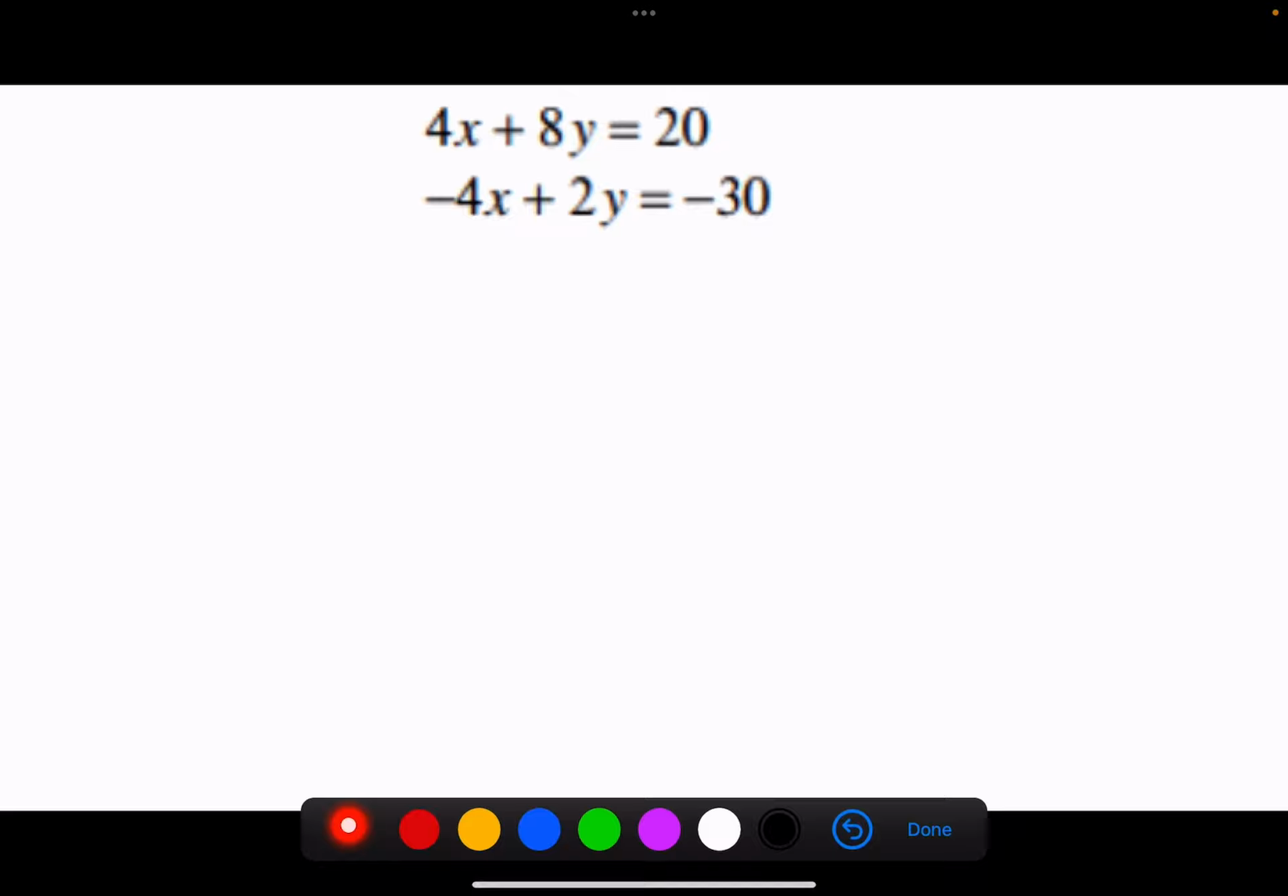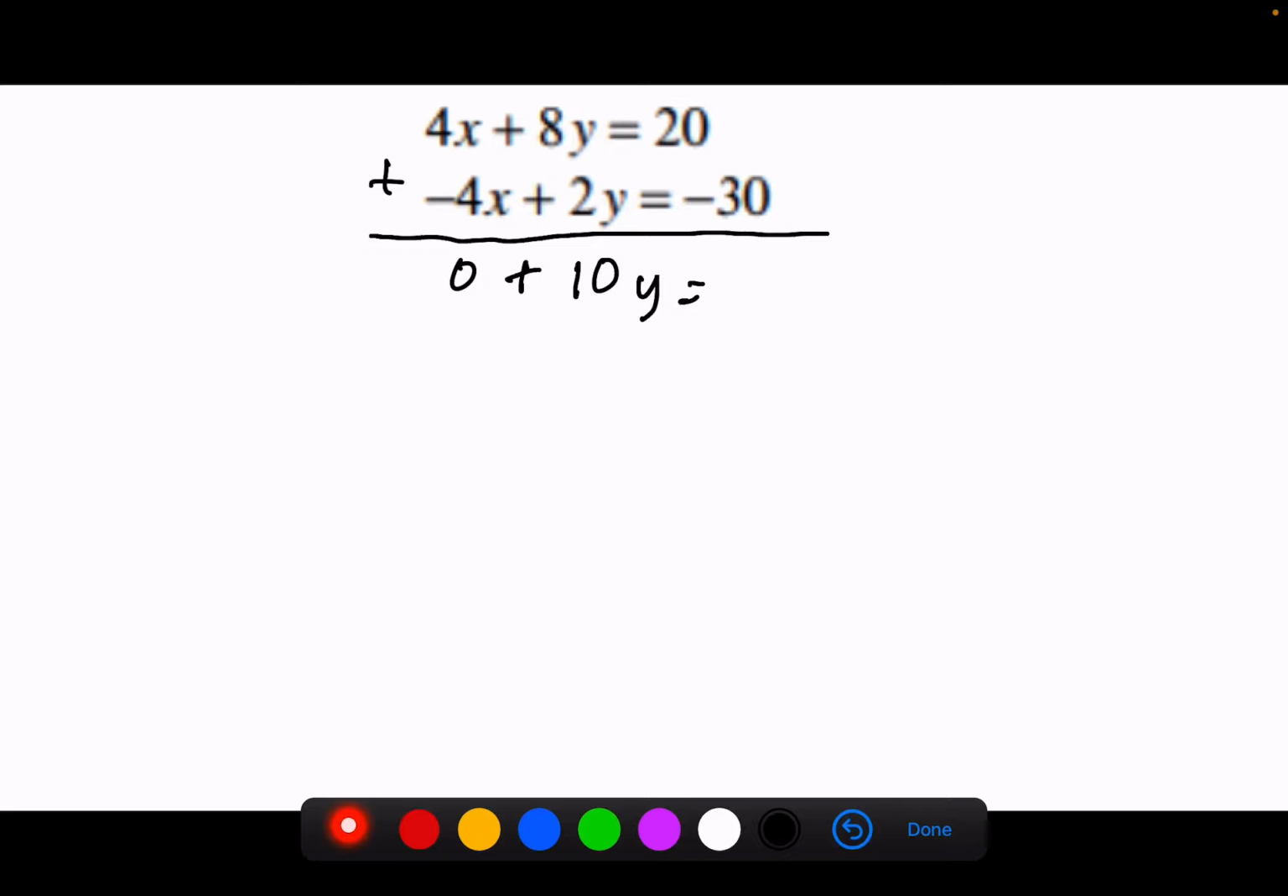So we have 4x plus 8y is equal to 20, and then we have negative 4x plus 2y is equal to negative 30. In this case, I'm going to want the x's to cancel out because I noticed I have a 4x and a negative 4x, and if I do addition, these will cancel out. So let's go ahead and do just that. 4x plus negative 4x is just 0, plus 8y plus 2y is 10y, is equal to 20 minus 30, which is negative 10.